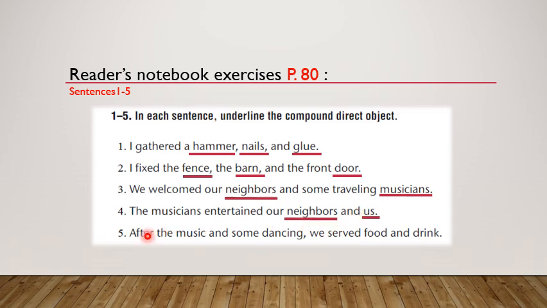The last one, after the music and some dancing, we served food and drink. Where's the verb here? Excellent. The verb is served. What did they serve? They served food and drink. So food and drink are the direct objects.